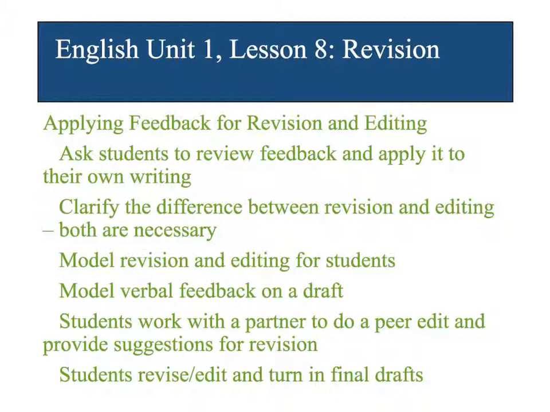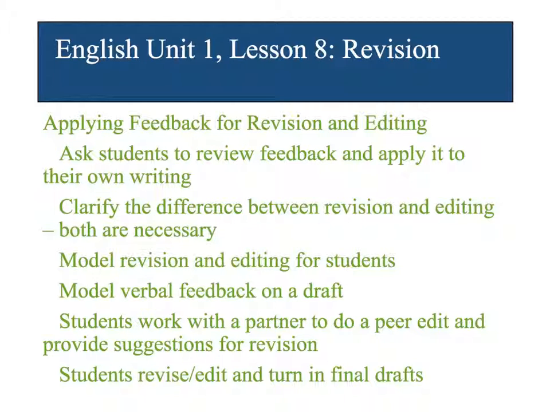So it's important that you model both revision and editing for students. There are lots of opportunities in this unit for you to do that kind of work. Here at the end is also a good opportunity for you to just help students understand this by perhaps taking a draft from a student, or your own draft if you're writing with your students, and model how you would revise it based on feedback and how you would edit it.